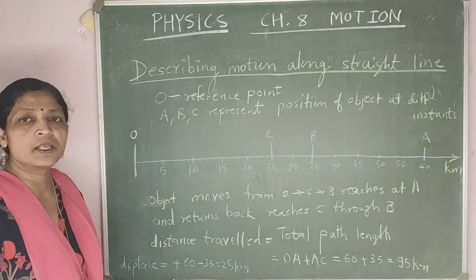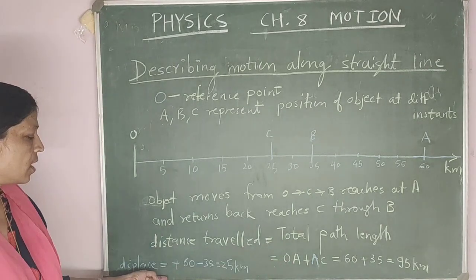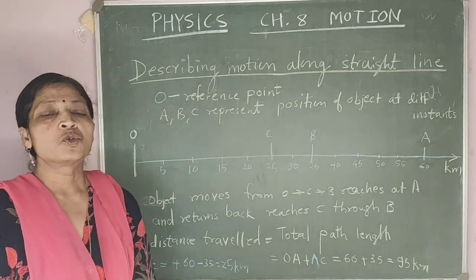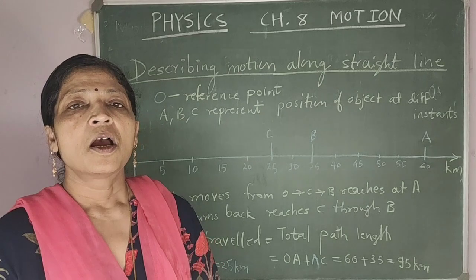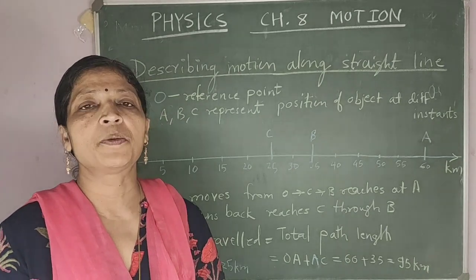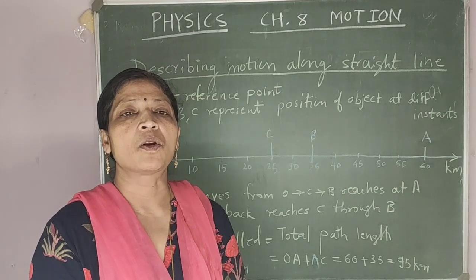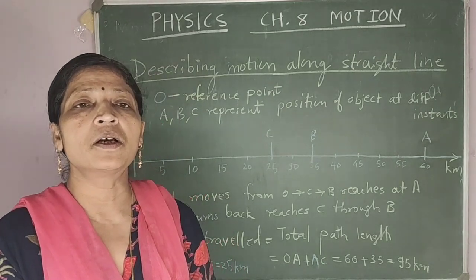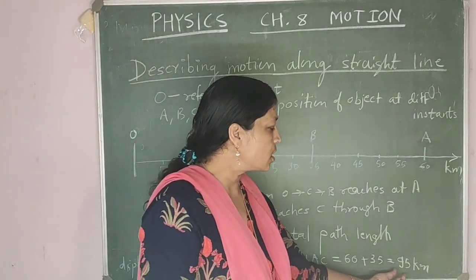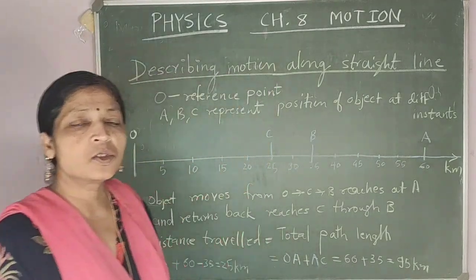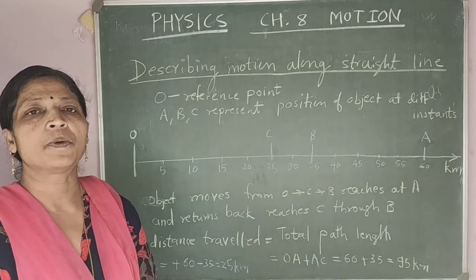So you can see the difference between distance and displacement. Distance is 95. Displacement is 25. The physical quantities which need the direction for their complete description as well as the magnitude are called vector quantities. Displacement is a vector quantity. The magnitude of distance, 95, is not equal to the displacement.